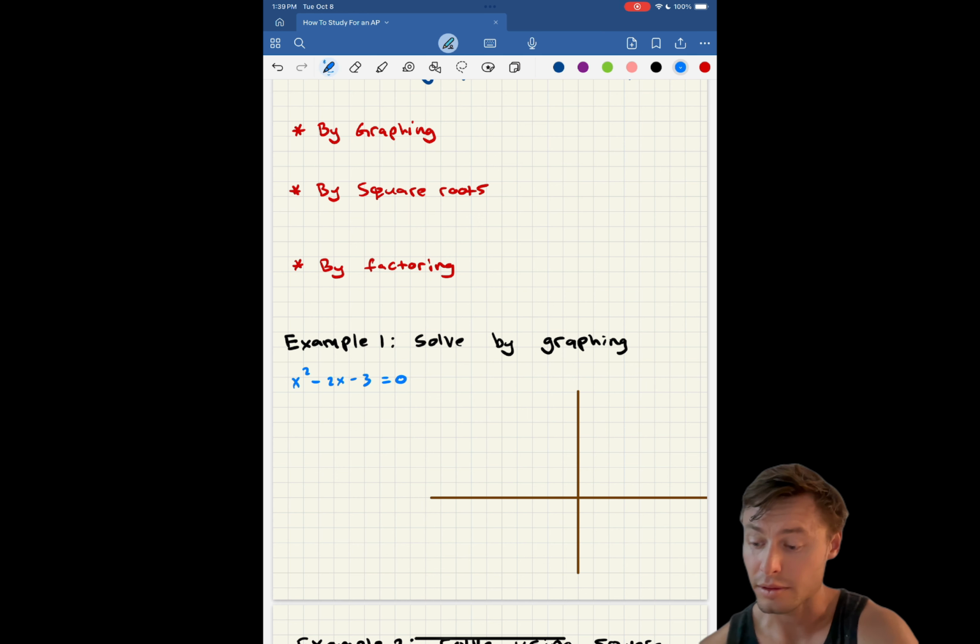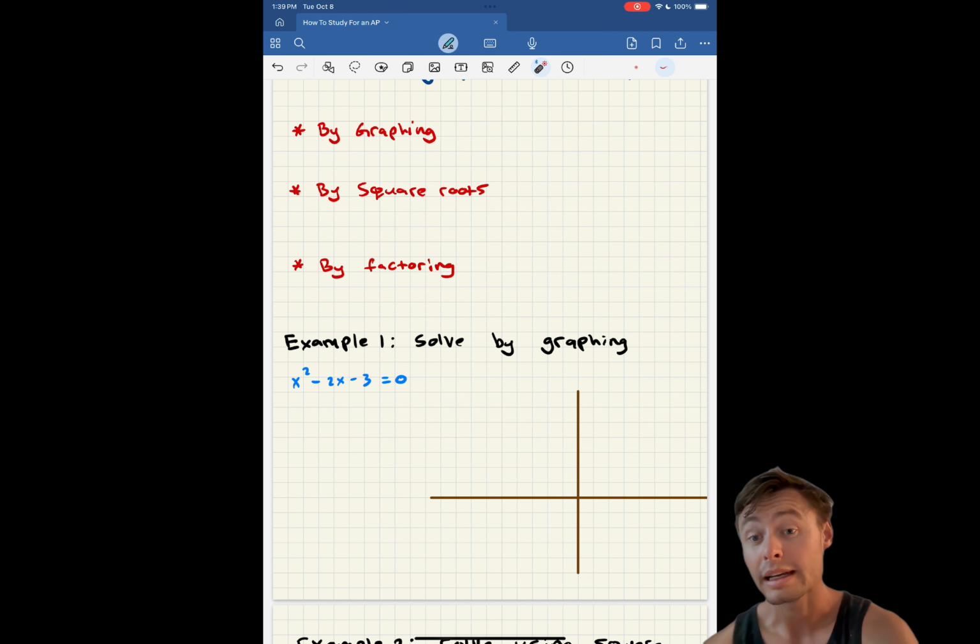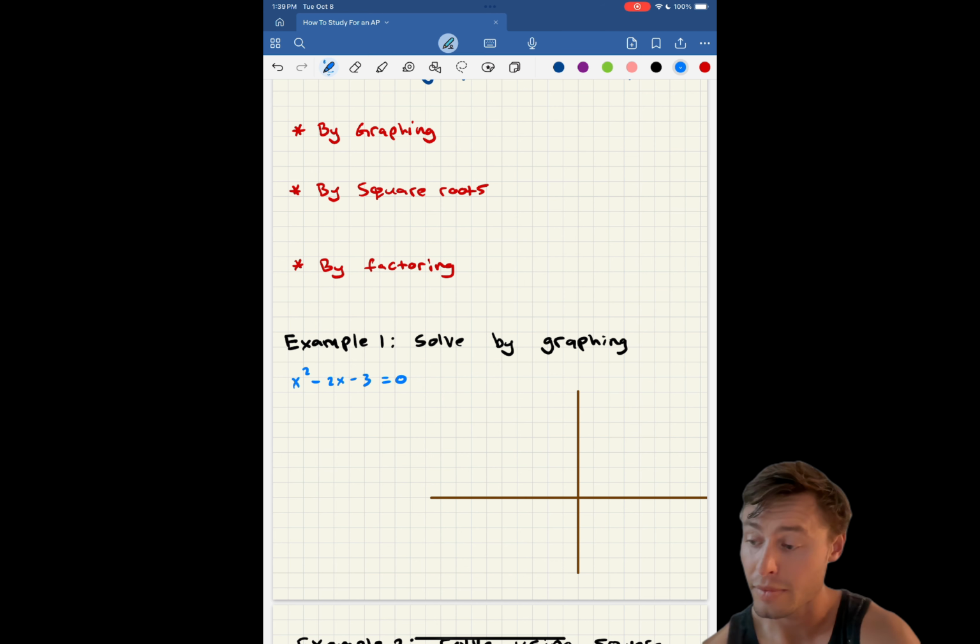Okay, so looking here, I've got x squared minus 2x minus 3 equals 0. So what I'm trying to figure out is what does x have to be so that when I plug it into the equation on the left, I get 0. Okay, so let's start by graphing this and see how that works out.